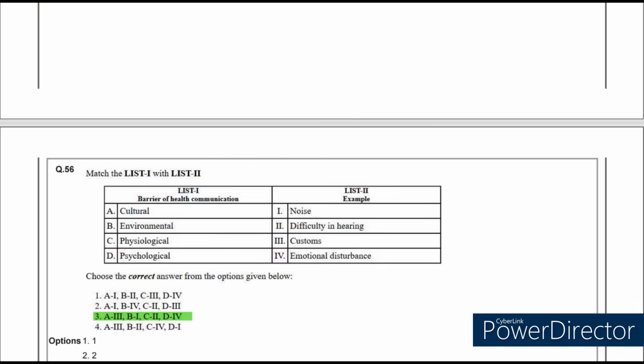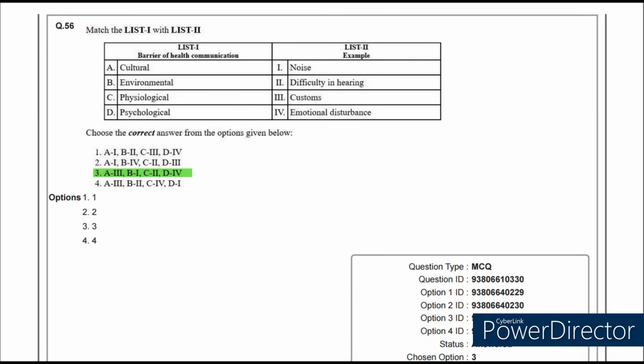Now coming to question number 56, which is a match the following about barriers of health communication and their examples. In this case, you just need to solve A and B. It's a very easy question. Cultural barrier is customs and environmental barrier is noise. If you can solve A and B, you don't need to look at the other options.